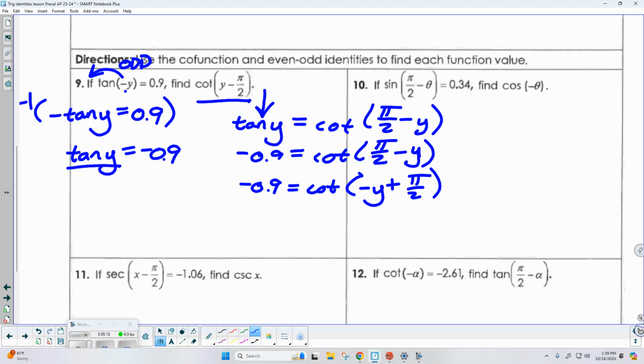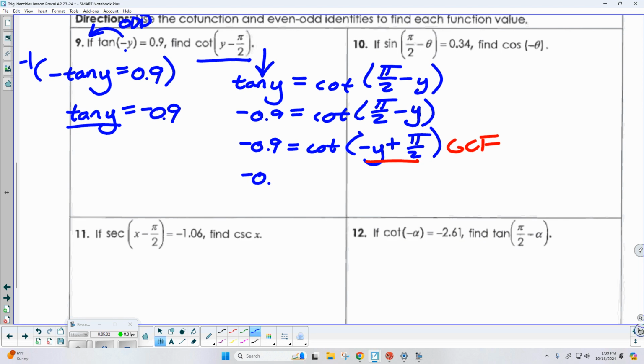Now multiply by -1. You're on the right track, though. Okay, pretend the -1 is a GCF. Because see, if I multiply through by -1, I'm only going to be able to affect the cotangent, not what's inside of it. So we're going to go inside here, and we're going to pretend that that -1 is a greatest common factor.